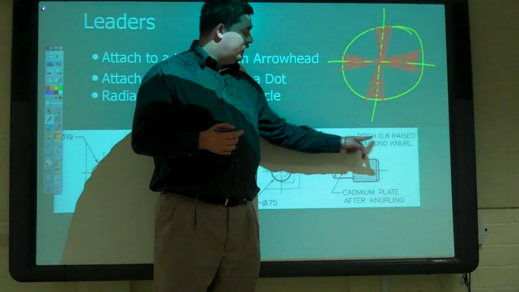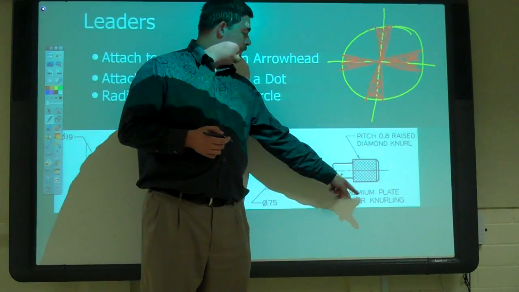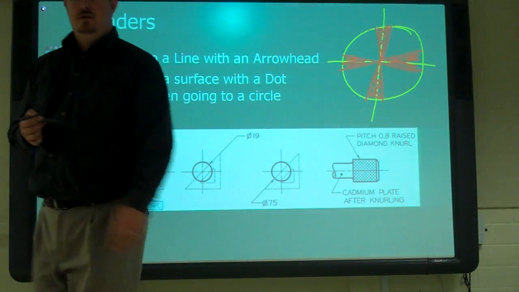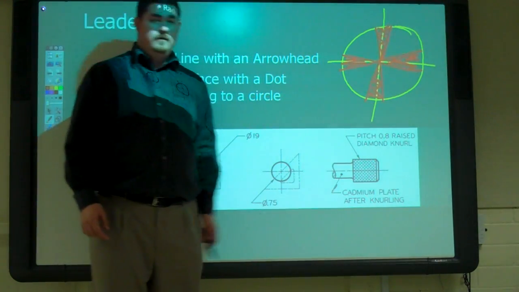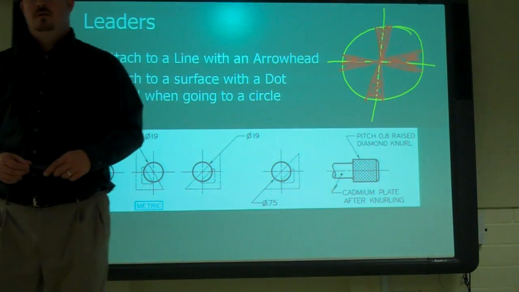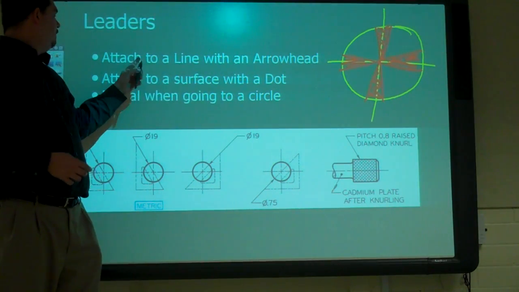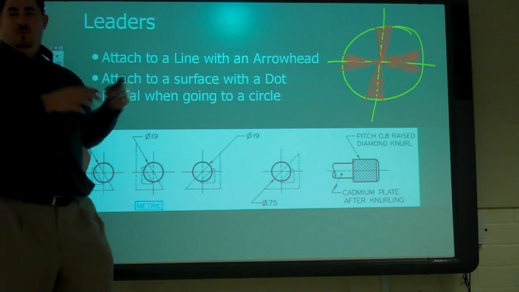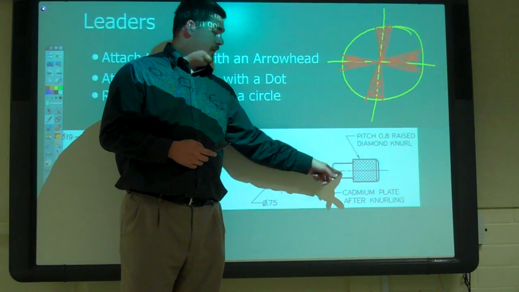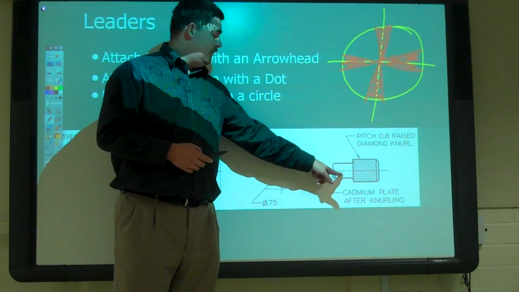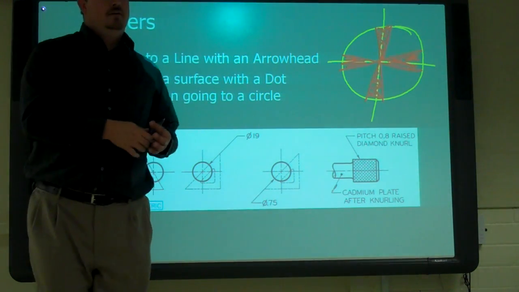I can also use leaders for notes. It's like here or here. What was the difference between those two? Between this one and that one. Yeah, so if it points to the edge, or what looks like a line, we use an arrowhead. If we're pointing at the actual surface itself, like here, pointing to the middle of the surface, we use a dot.